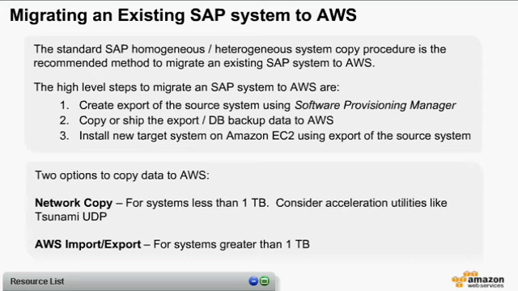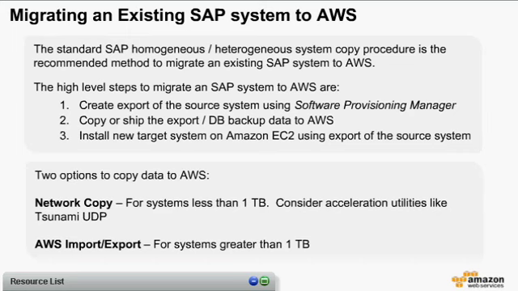We talked a little already about migrating existing systems. For the high-level steps for a larger system, you can create an export using the software provisioning manager. SAP provides the tooling. Take the output of those files, put them on removable media, and ship those to us. We'll put those in S3 for you. Then on the target side, you'll use, again, the software provisioning manager to install your SAP system using those export files.